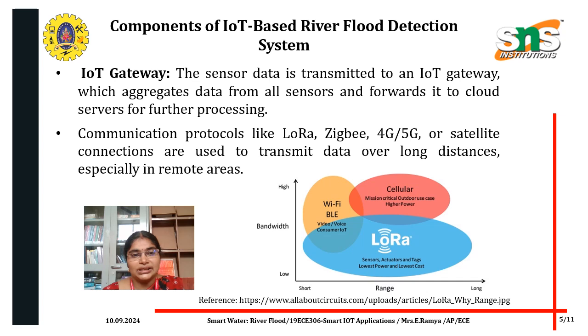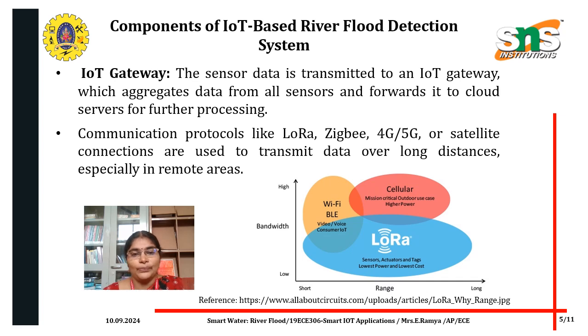Okay. Next component of the IoT-based river flood detection system is the IoT gateway. So what is the IoT gateway? Previously we discussed the water flow and soil moisture sensors. All the sensor data is transmitted to an IoT gateway, which aggregates data from all sensors and forwards it to the cloud service for further processing.